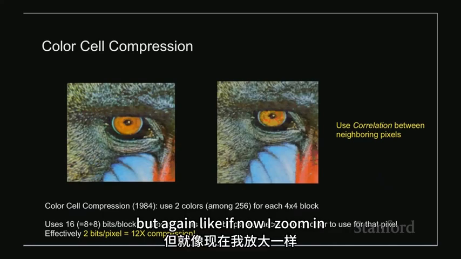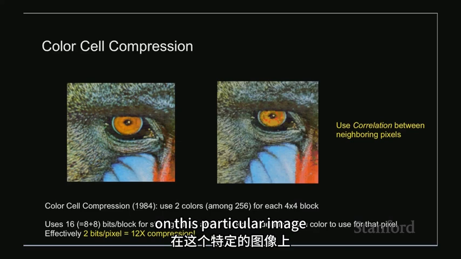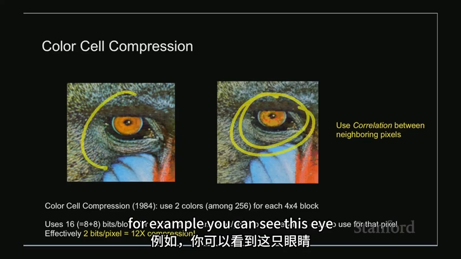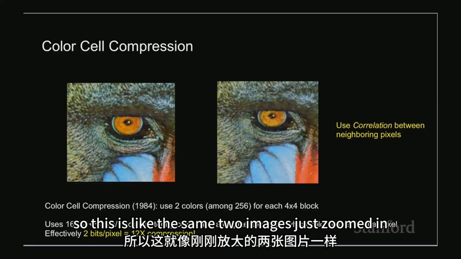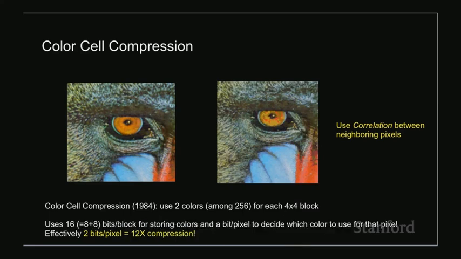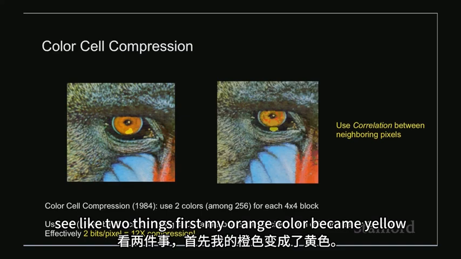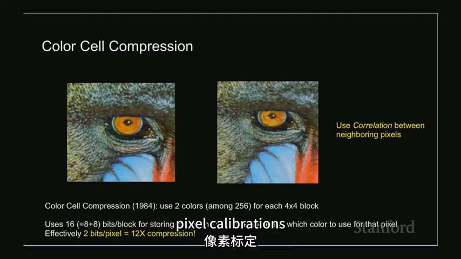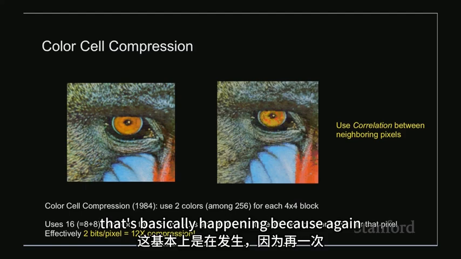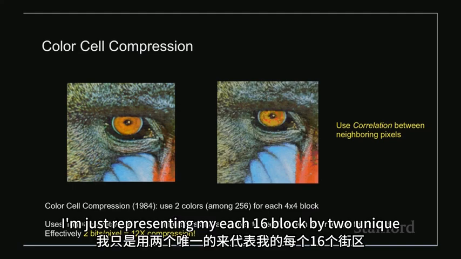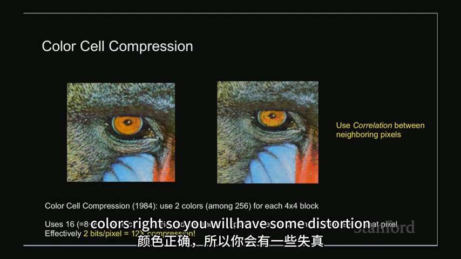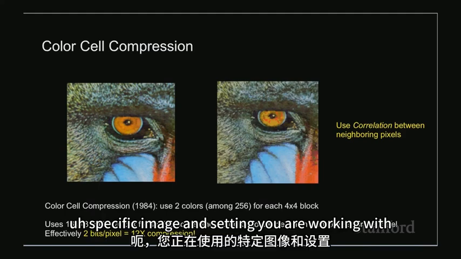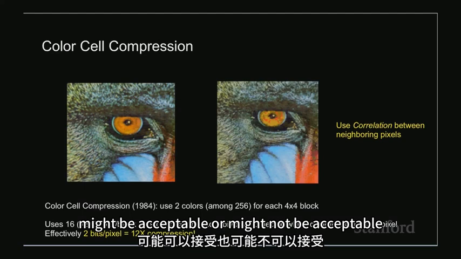But if I now zoom in on this particular image, you would see certain artifacts. For example, you can see this eye. These are the same 2 images just zoomed in, and you can now see 2 things. First, my orange color became yellow, and then you see these red pixel aberrations. That's happening because I'm representing each 4x4 block by 2 unique colors. So you will have some distortion, and depending on the specific image and setting you are working with, it might or might not be acceptable.